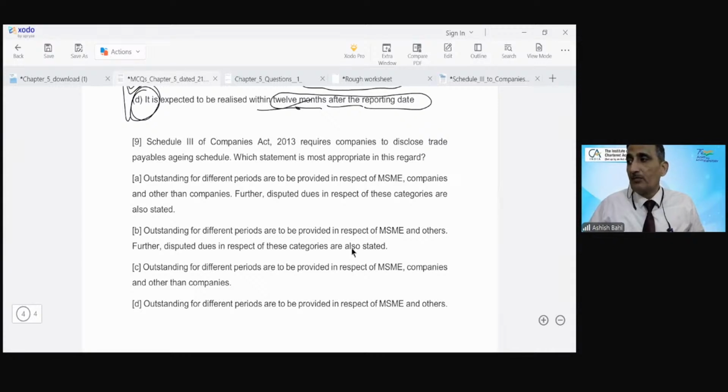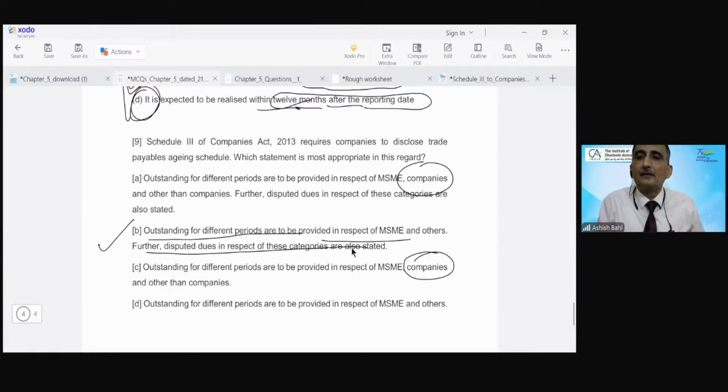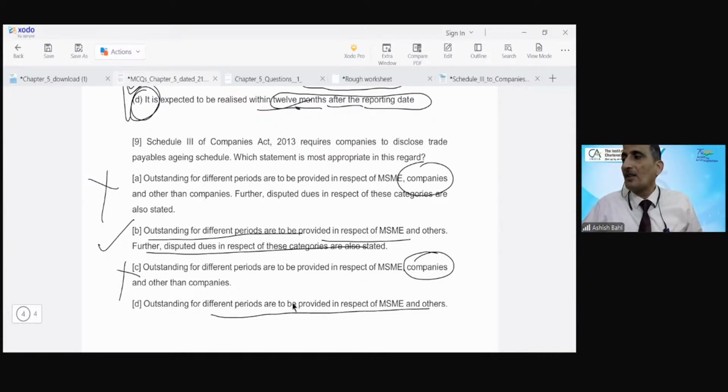No, Tambeshwari, you are wrong. The answer is B. Yes, Dilip, you are right. Sanya, you are also right. If you remember the Schedule 3 requirements regarding the trade payables ageing schedule, you would find this. There is no separate requirement for disclosures for companies. So both of these are wrong. And this is not complete. So the answer is option B.